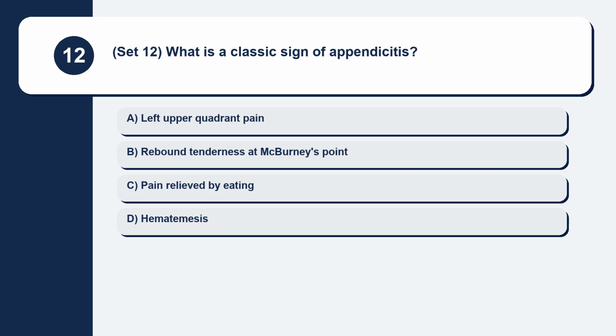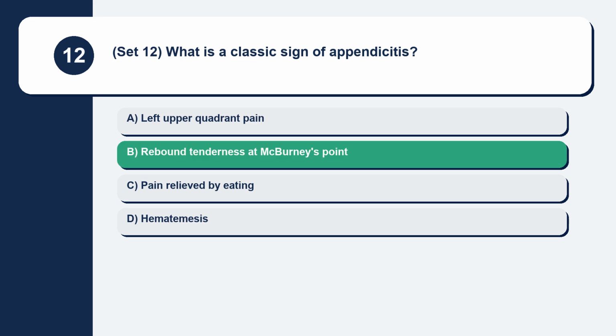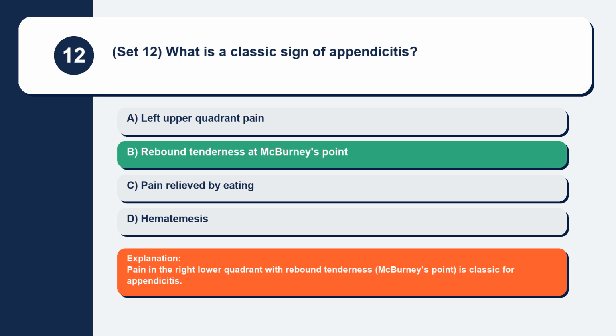Question 12. Set 12. What is a classic sign of appendicitis? Left upper quadrant pain, rebound tenderness at McBurney's point, pain relieved by eating, hematemesis. Pain in the right lower quadrant with rebound tenderness, McBurney's point, is classic for appendicitis.